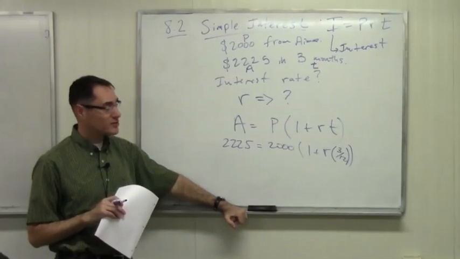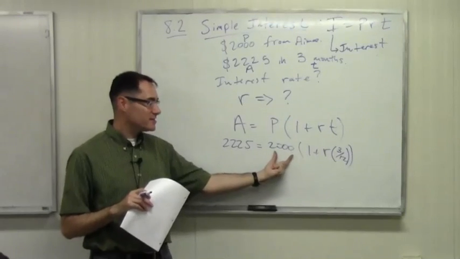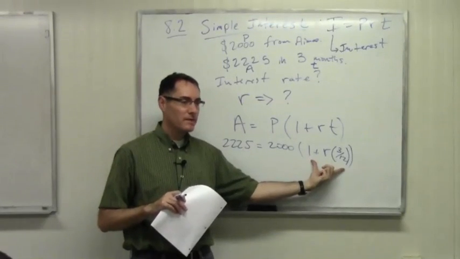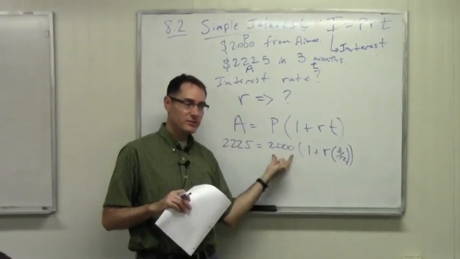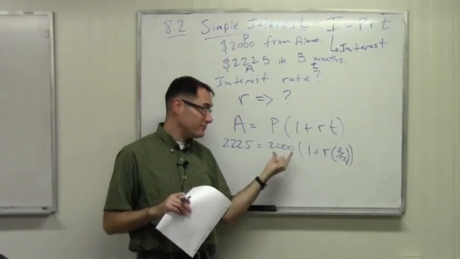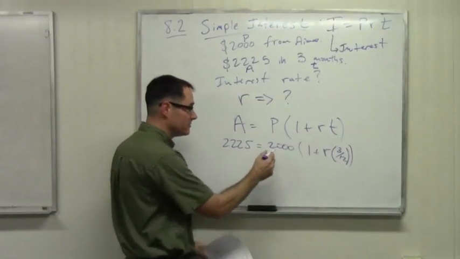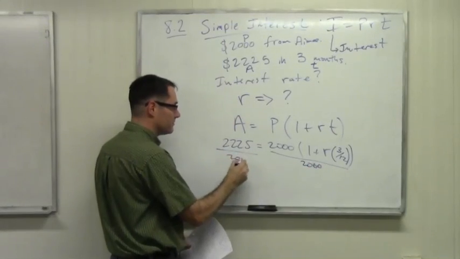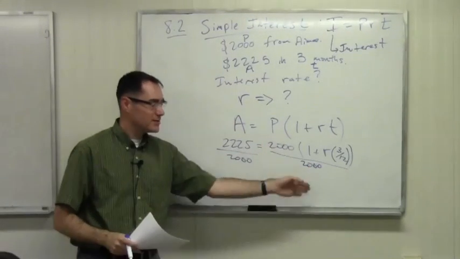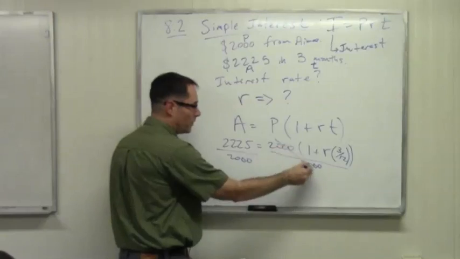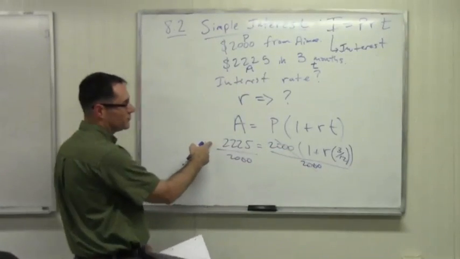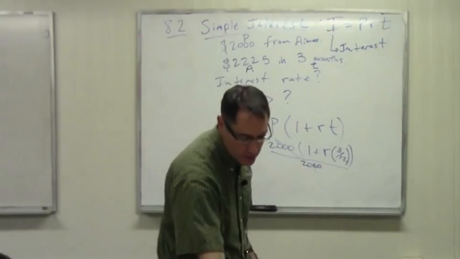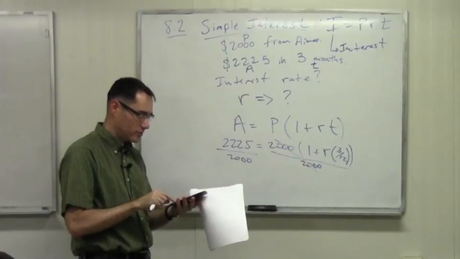I like the answer I just heard. Isn't this being multiplied by this? What's the inverse operation to multiplication? Division. So we divide both sides by 2,000. Isn't that going to get rid of the 2,000 on this side? It is. And this is going to be 2,225 divided by 2,000, which you can do on your calculator.